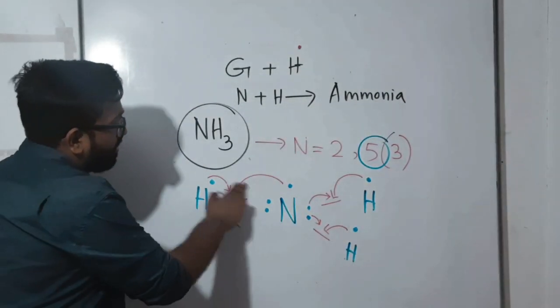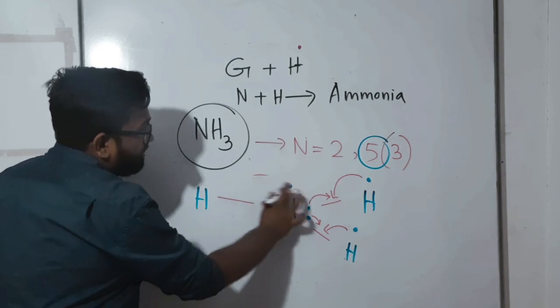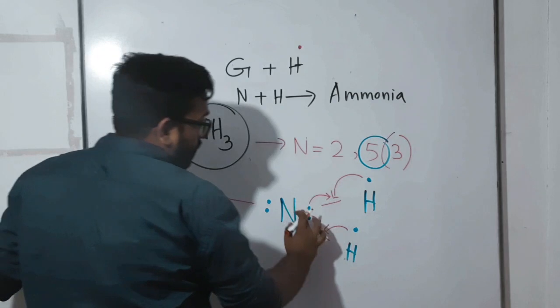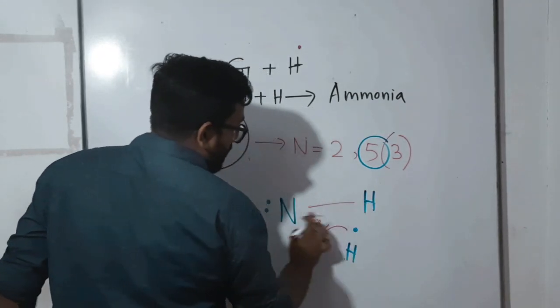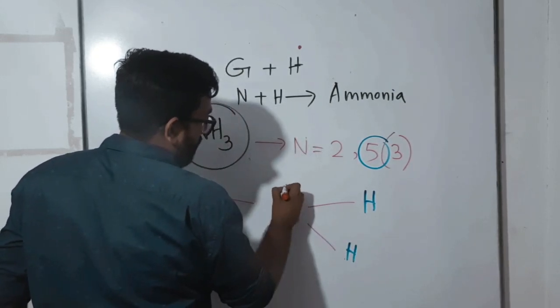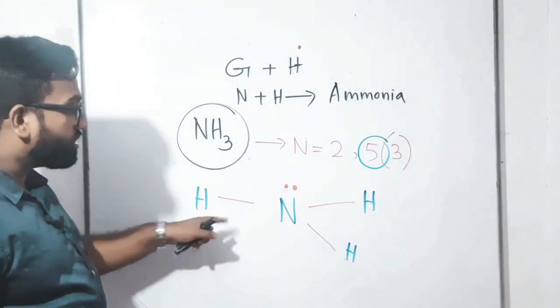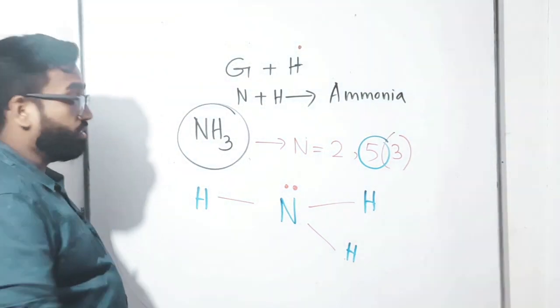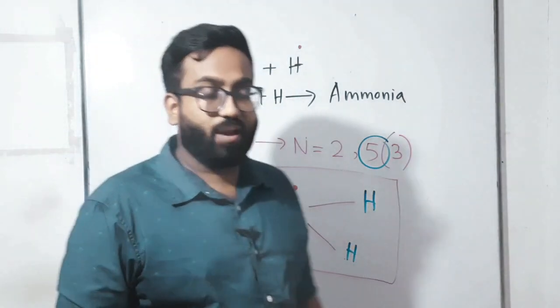So what's happened right now here? Because of these 2 electrons, 1 bond is there, right? For these 2 electrons, another bond is there. For these 2 electrons, another bond is there. This is known as the Lewis structure, the Lewis diagram of hydrogen with nitrogen. Very easy. This is known as ammonia.